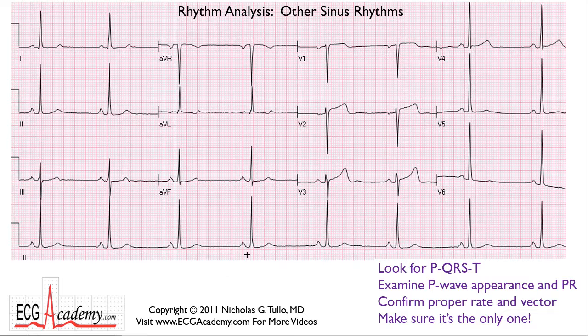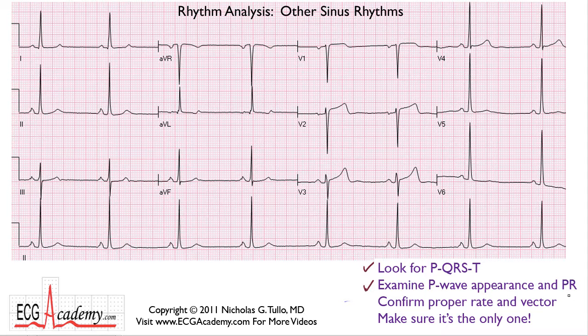This is an ECG that I came up with from my files. Before you approach it, let's just review what you're supposed to be looking for. You want to look at your P waves, your QRS complexes, and your T waves. Look at the P wave appearance. Make sure that it looks like a normal P wave.